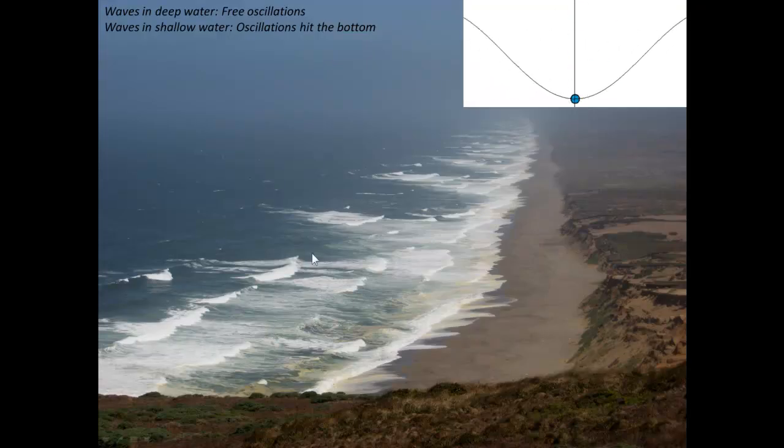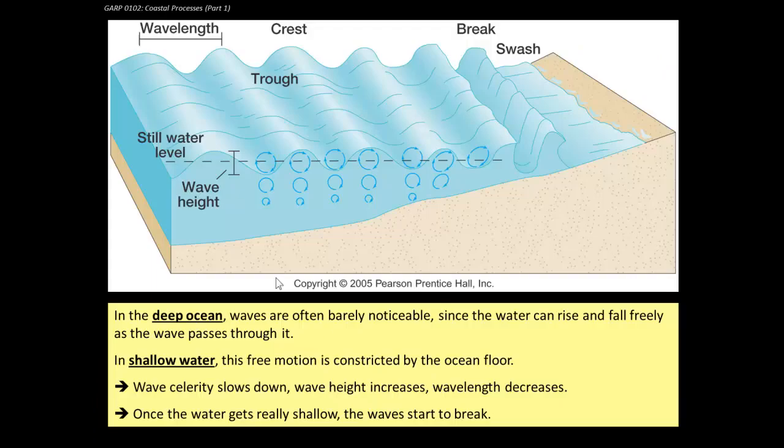Now, what's interesting about waves is that when they are in deep water, right, your water molecule can oscillate freely. It can go up and go down. But as soon as the waves get closer and closer to shore, and you can see that here on this photograph, where the water depth gets shallower and shallower, your oscillations begin to hit the bottom, and your waves start to steepen and your waves start to break. Let's look into that in some detail here, right?